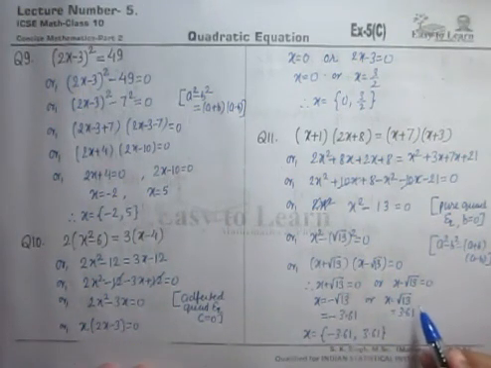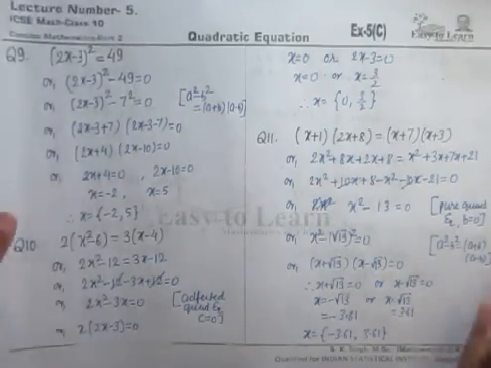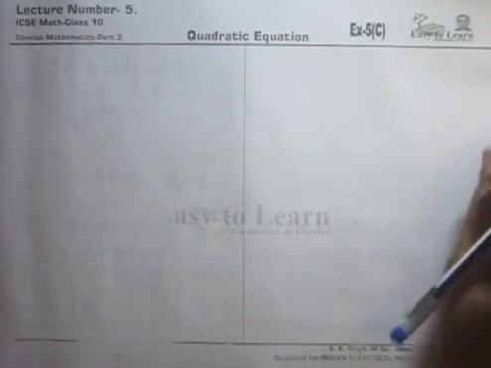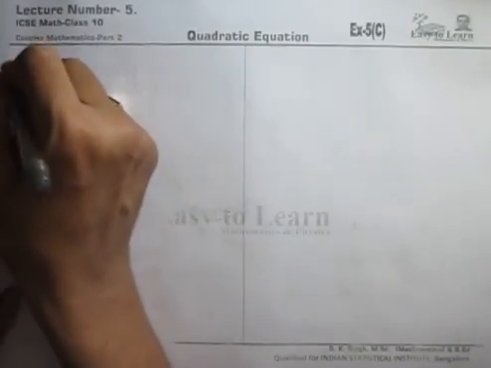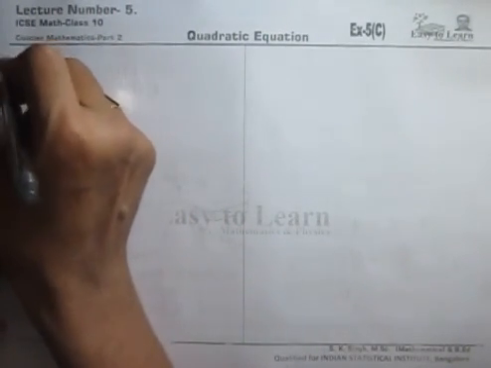You can leave the answer up to here also, but if it is asked to write the answer up to 2 decimal places, then you have to write the answer up to here. So we have completed question number 11. Still some minutes are left, so we can solve some more questions. We have completed 11 questions. Question number 12.